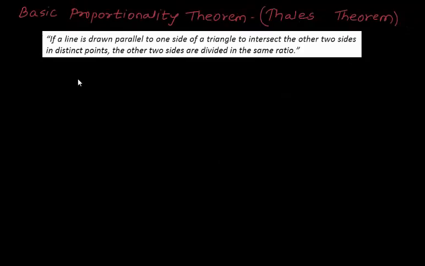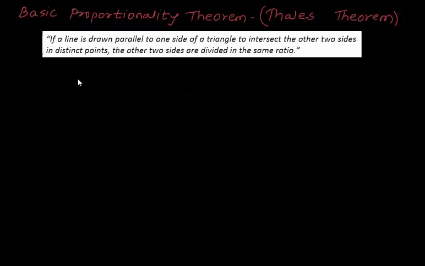Hi, in this video we are going to see the basic proportionality theorem, that is Thales theorem. The statement for the theorem is, if a line is drawn parallel to one side of a triangle to intersect the other two sides in distinct points, the other two sides are divided in the same ratio. The statement seems to be complex, but the actual theorem is very simple to understand.